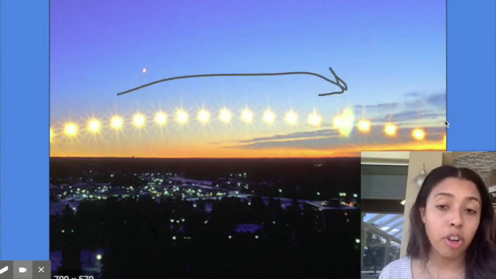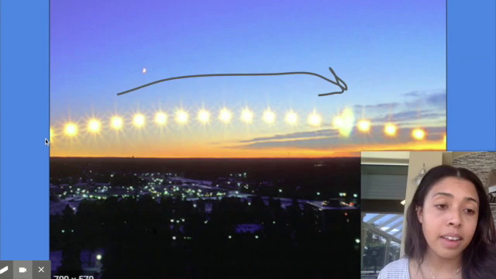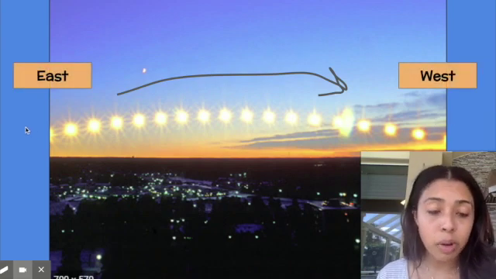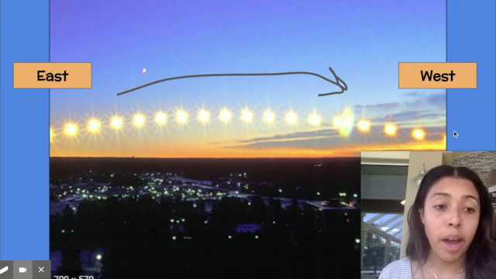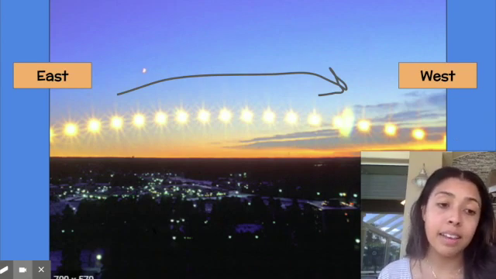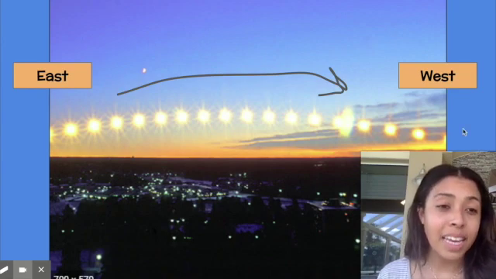But in this picture, if the sun is rising over here and setting over here, then over here would be the east and over here would be the west. So depending on wherever the sun is rising, that's the east. Wherever the sun is setting, that's the west.